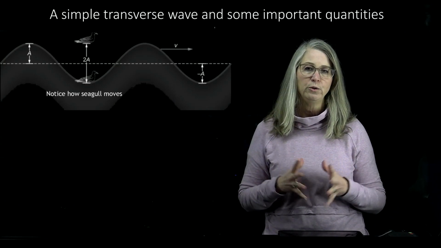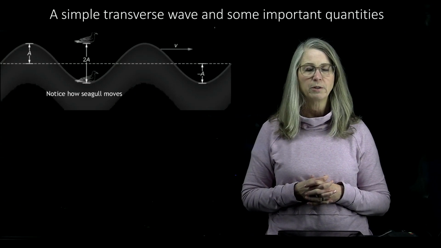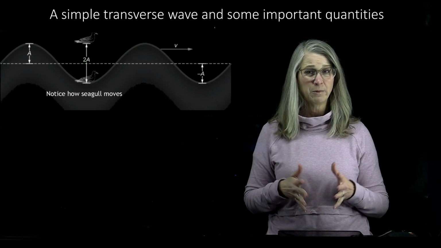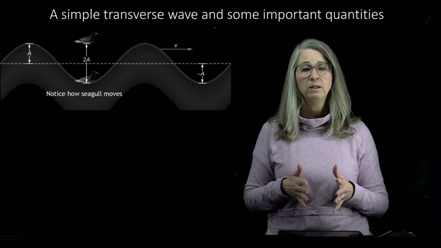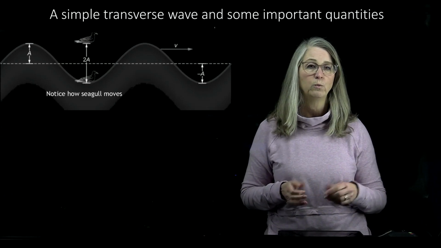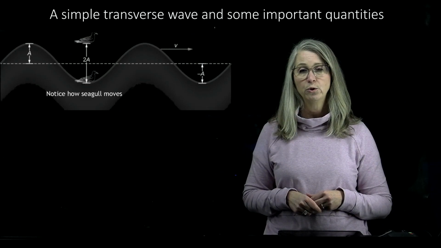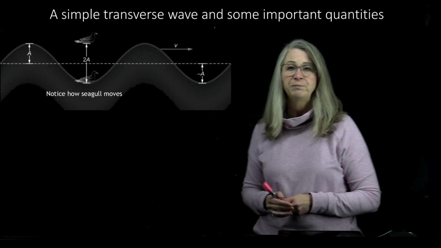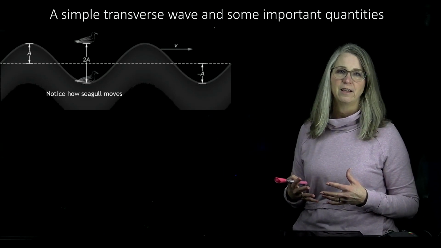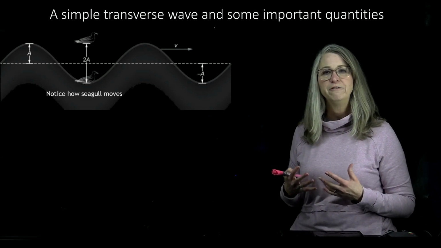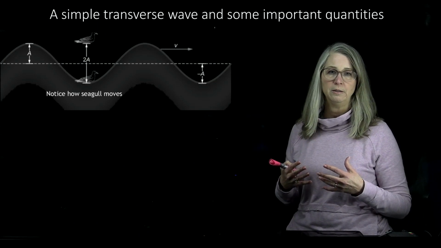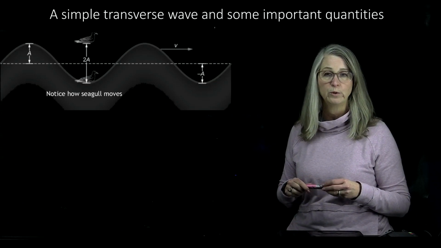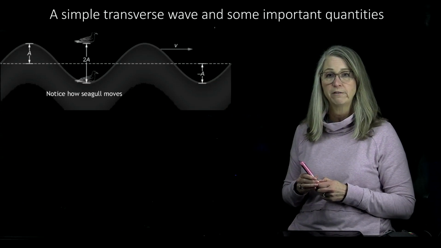So I wanted to show a picture. I'm going to show you a picture of a transverse wave and talk about some of the quantities that we're interested in when we describe a wave. And then we'll switch and look at a longitudinal wave. Once again, in this picture, we're using the idea that a water wave is a really convenient way to visualize a wave, and it's the way we would visualize a transverse wave.